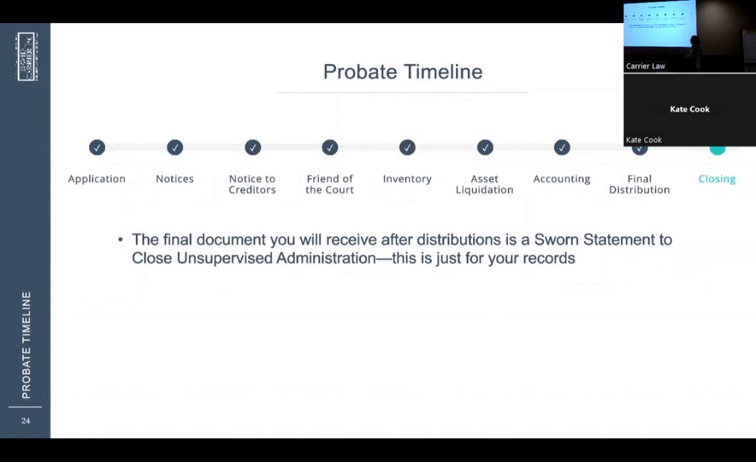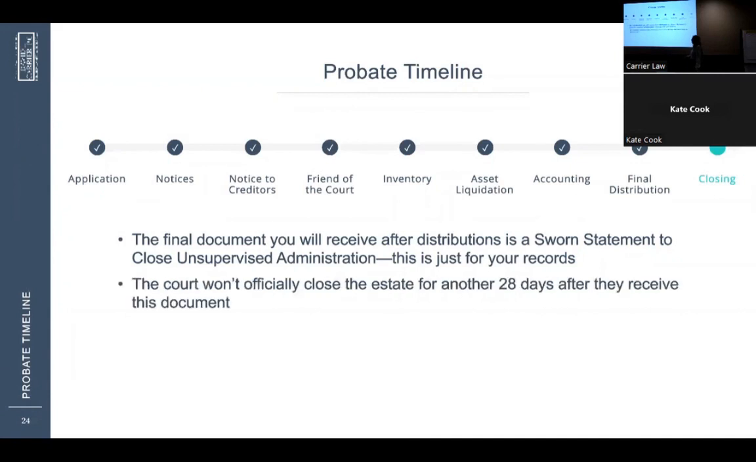When an estate has been fully distributed and all of the beneficiaries have received their share, you'll receive a final document in the mail that's called a sworn statement to close. Again, this is just for your records. The court won't officially close an estate for 28 days after they receive the sworn statement to close. That is so that any beneficiaries who want to go to court and argue against any part of that accounting or agreement and release have 28 days from the time they receive that sworn statement to do so.